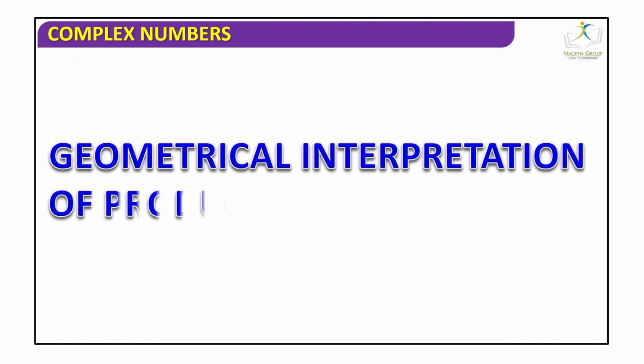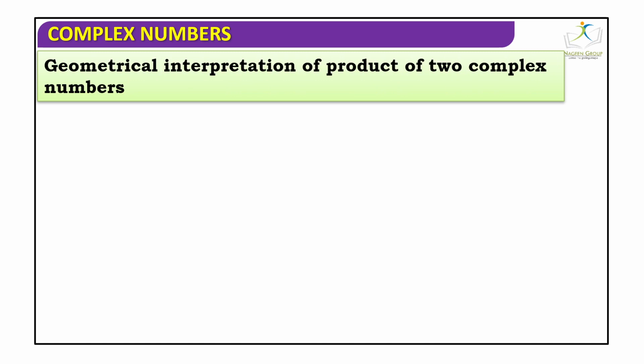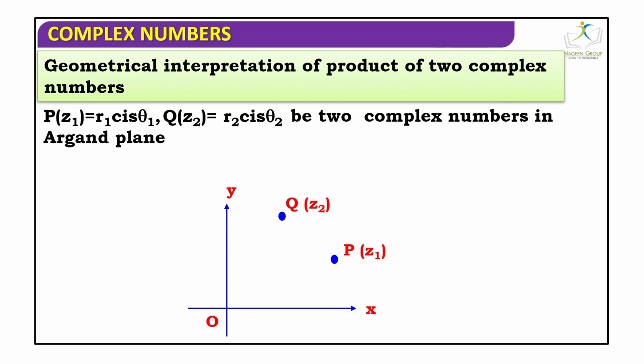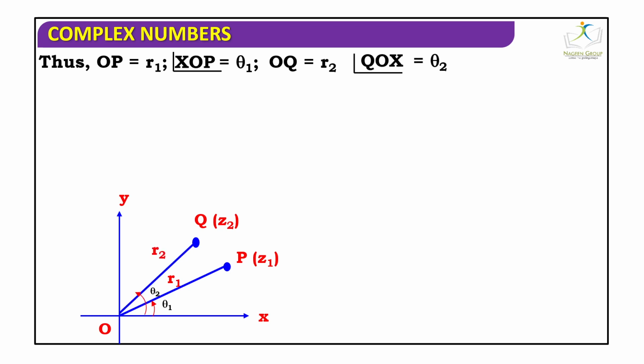Now, geometrical interpretation of the product of two complex numbers. We have P of z1, which equals r1 cis theta 1, and Q of z2, r2 cis theta 2, be the two complex numbers in the Argand plane. This we consider P and Q. Now here OP is r1, the position vector of OP with the angle theta 1. Then OQ has angle theta 2.